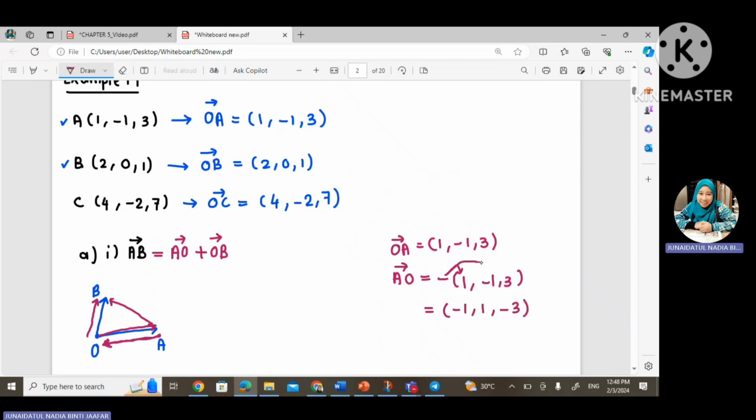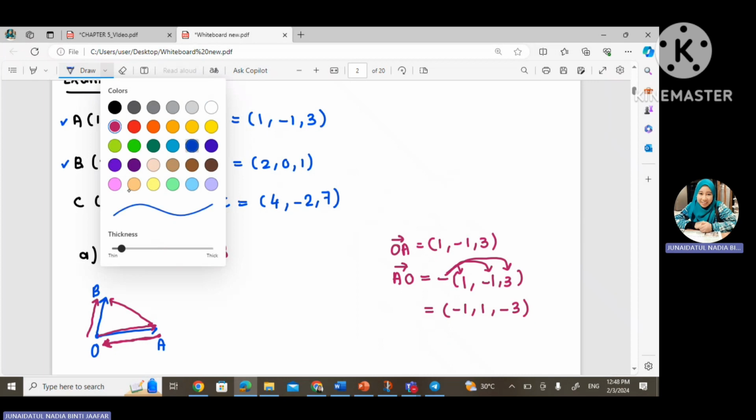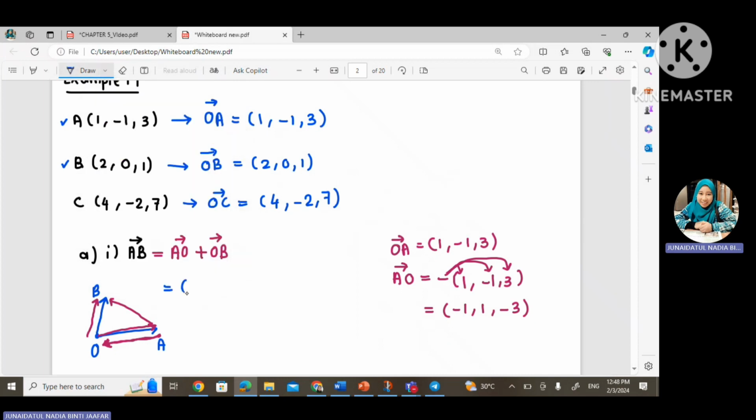Okay, we expand the negative. So the magnitude is the same, but the direction is opposite. So AO is the negative vector of OA. Okay, so for AO we substitute: AO is equal to negative 1, 1, negative 3. And then plus OB. The question gives OB, so we can write 2, 0, 1. Okay, so the direction is the same, from O to B. So plus 2, 0, 1.